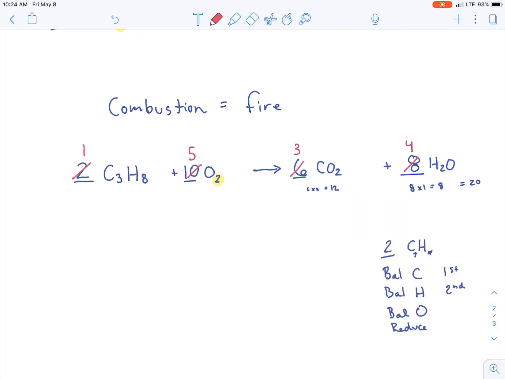Okay, all right, well, that's it for balancing equations and types of reactions, and good luck.